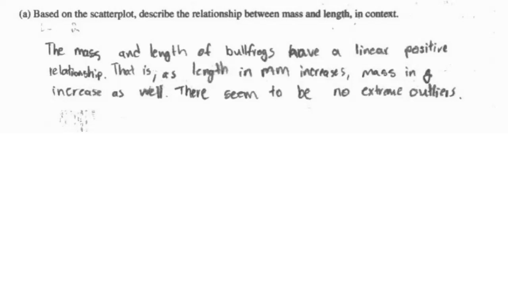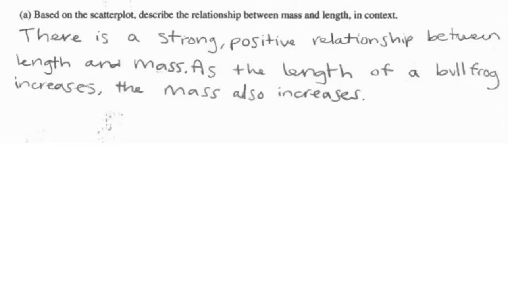The mass and length of bullfrogs have a linear positive relationship. That is, as length in millimeters increases, mass in grams increases as well. There seem to be no extreme outliers. E. They got direction. They got linear. They talked about unusual features, and they have context. That's an E.